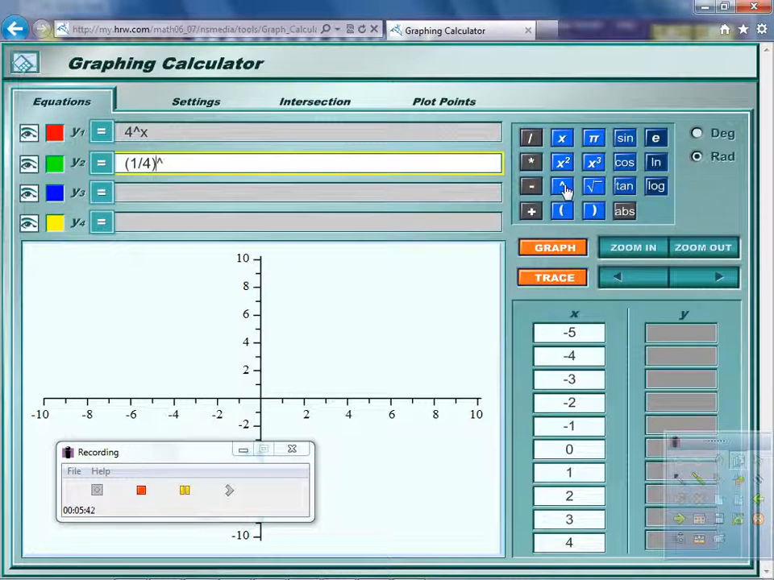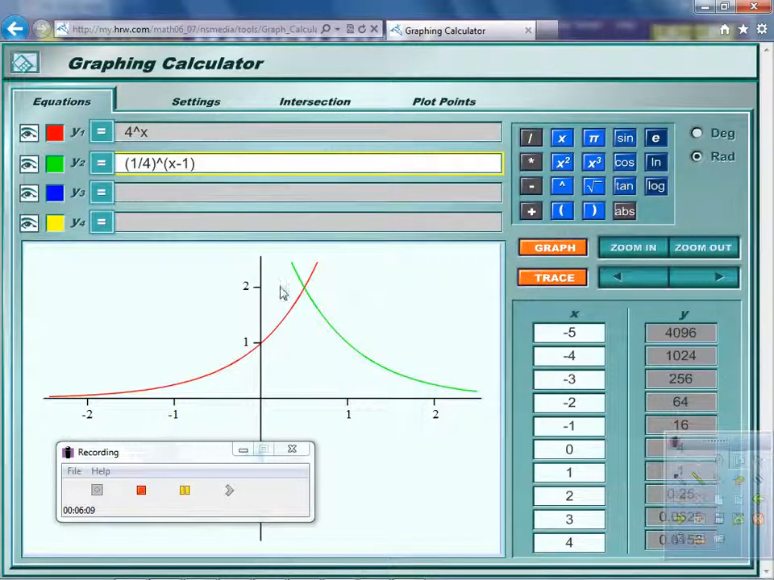So 1/4 to the x minus 1 power. Okay, now again I put it in parentheses because if I don't, it'll only take it to the x power and then subtract. Anyway, so I'm going to graph these. Okay, and then they intersect. Now you notice they'll intersect somewhere in here, so it's less than 1. So it'd be kind of hard to tell from this graph. Now I could zoom in and maybe they're not going to give me any better numbers to work with.